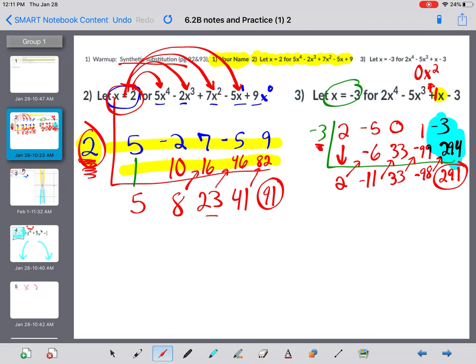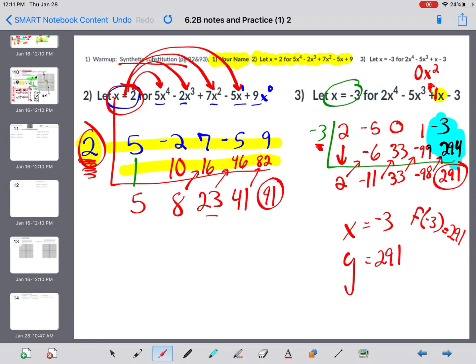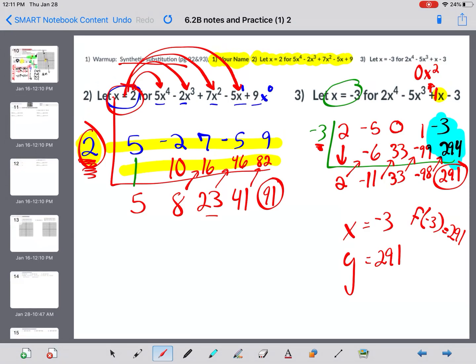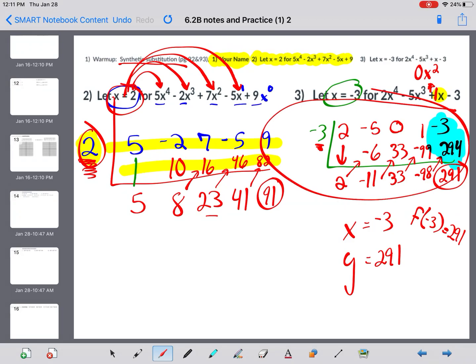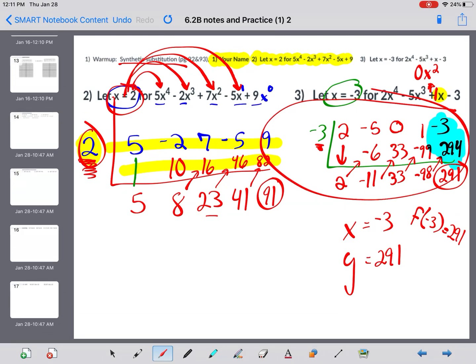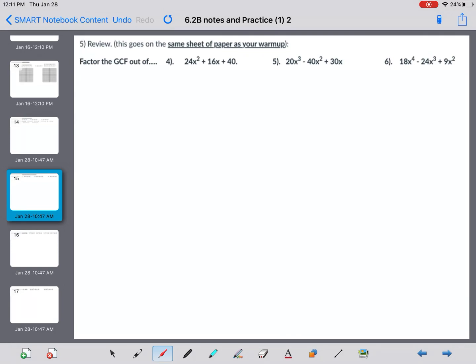When we say x equals -3, we can now say that y would be 291. Or f of -3 equals 291. You can always check that with your calculator too, folks. And sometimes we make little operational mistakes when we do the machine. Even though we're doing the machine correctly, we're humans, and so we make little calculation mistakes. You can always use a calculator on the synthetic substitution.